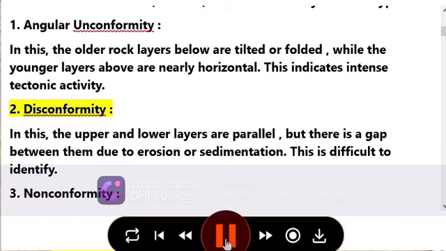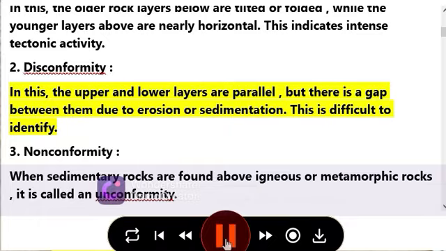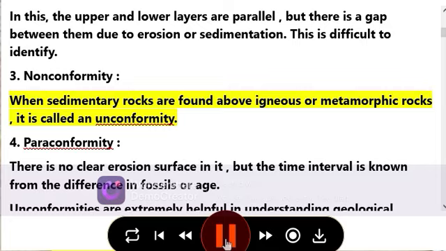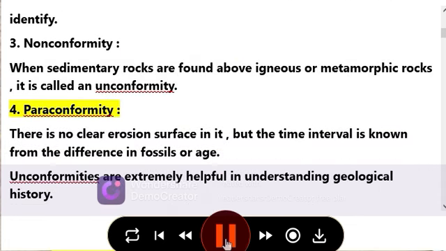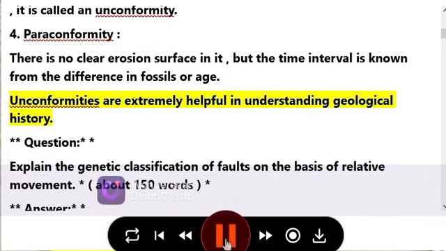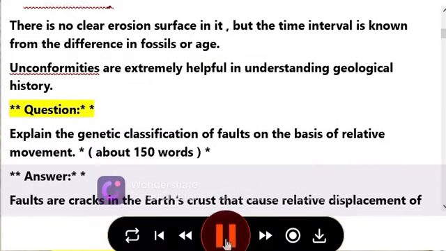Two, disconformity. In this, the upper and lower layers are parallel, but there is a gap between them due to erosion or non-deposition. This is difficult to identify. Three, nonconformity. When sedimentary rocks are found above igneous or metamorphic rocks, it is called a nonconformity. Four, paraconformity. There is no clear erosion surface in it, but the time interval is known from the difference in fossils or age. Unconformities are extremely helpful in understanding geological history.